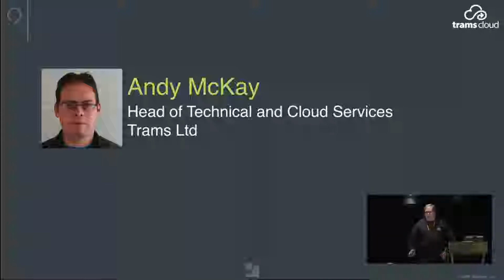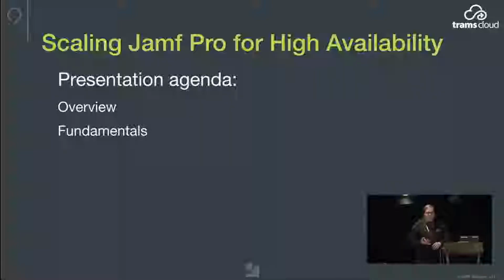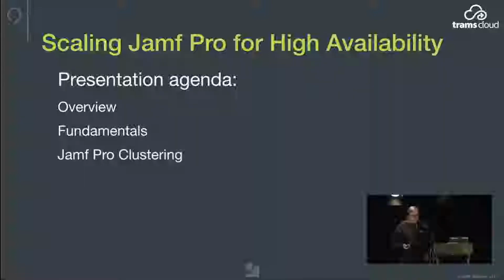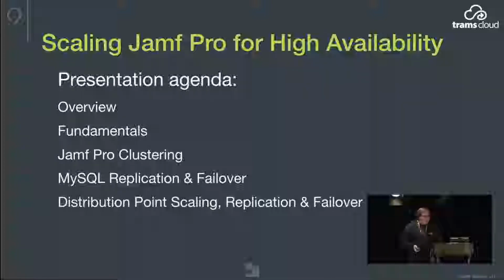And that's the point. So the cloud services bit is the bit where we found interesting stuff, scaling Jamf, and the thing I'm going to talk about today. So we are going to cover in various amounts of detail: a quick overview of why you might want to scale your Jamf; some fundamentals of how Jamf Pro works and how scaling and HA works; Jamf Pro clustering, obviously, that's going to be the core of our scaling; but also things like MySQL replication, failover, distribution point scaling, replication, and failover. And those things in varying amounts of detail, depending on how much I chat about each one and how much time we have left.